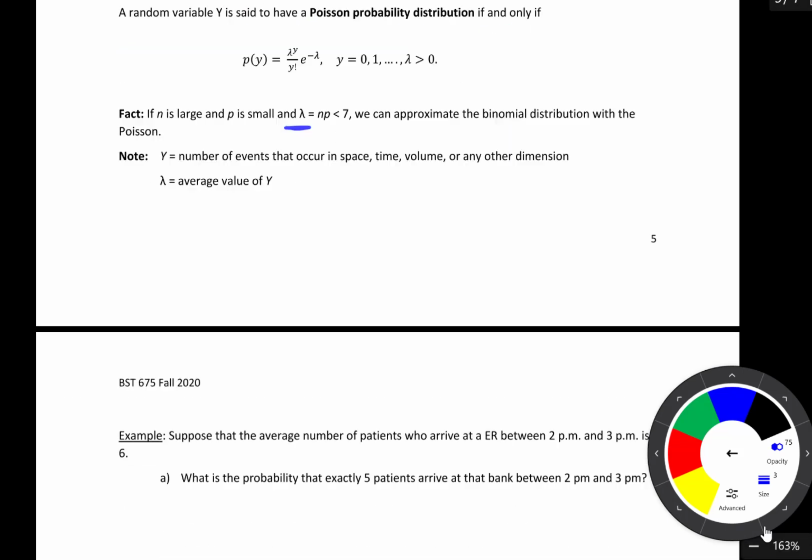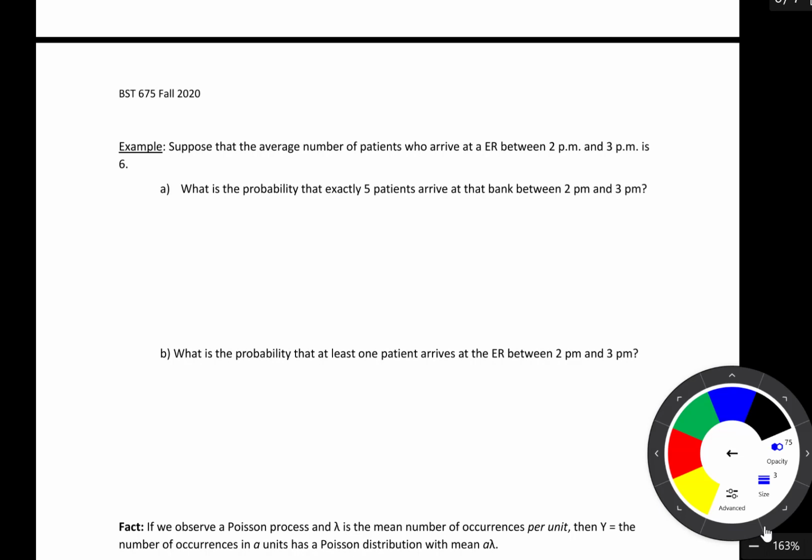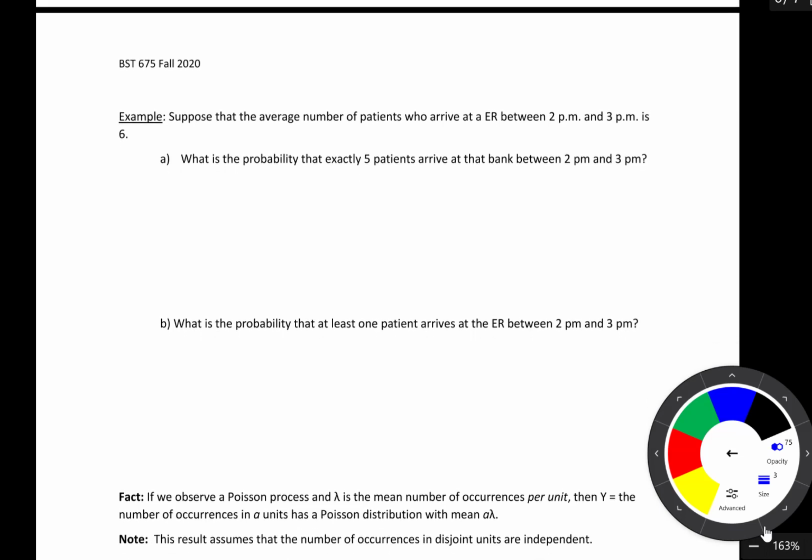So let's look at an example of this one. Suppose that the average number of patients who arrive at an ER between 2 and 3 p.m. is 6. So anytime you're working with one of these problems and you're given the average, what that's telling you is that your rate parameter lambda is equal to that average. So in this case, lambda is equal to 6. So we could ask, what is the probability that exactly 5 patients arrive, that should say at the ER, not the bank, between 2 and 3.